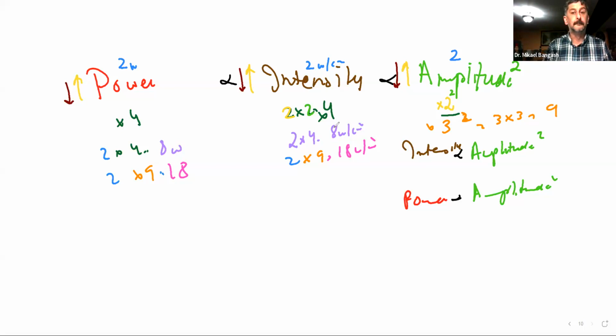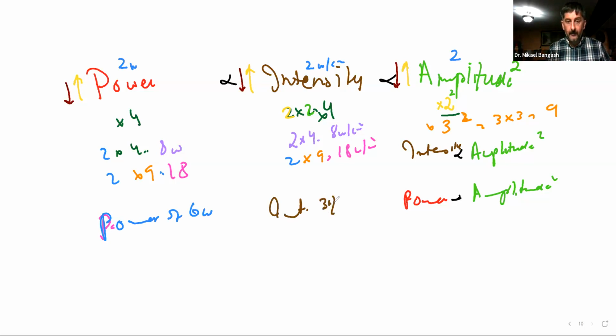Okay. So if the question tells you, or if you're being asked, well, yes, you had a power of, let's say, 6 watts. Clear? And you had an intensity of, let's say, 3 watts per centimeter square.